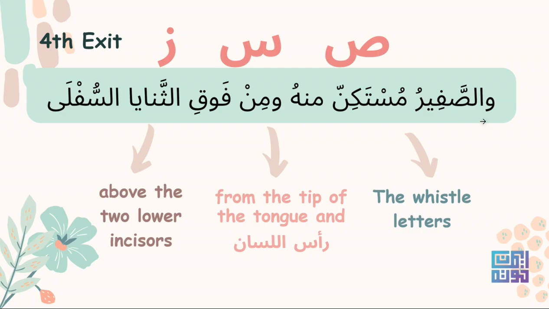This means he started by identifying those three letters by saying was-safir, the whistling letters, the letters that have this whistling characteristic. The three of them have this character, which is the whistle sound, and there's no other letter among all the letters that has this character. So he started to identify those three letters by their character, which is the whistling character. So he said the whistle letters.